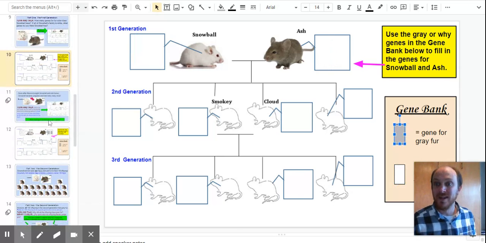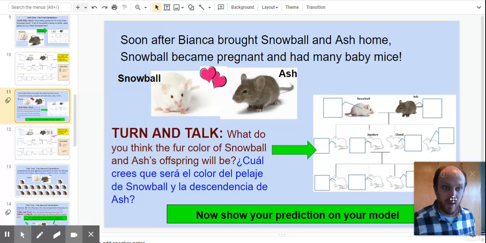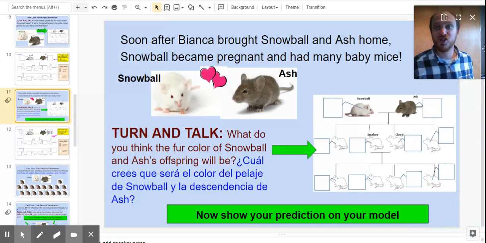Okay, let's keep going. So now, next generation. Next slide, next step in the story. Soon after Bianca brought Snowball and Ash home, Snowball became pregnant and had many.